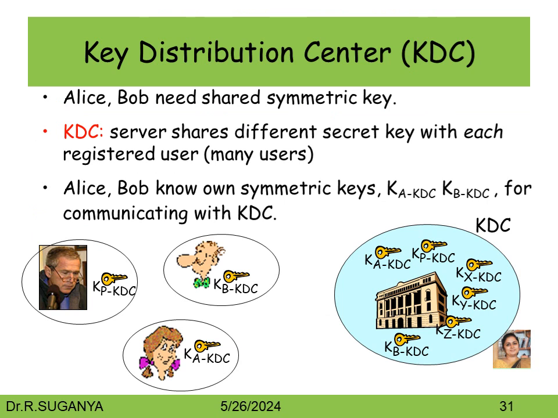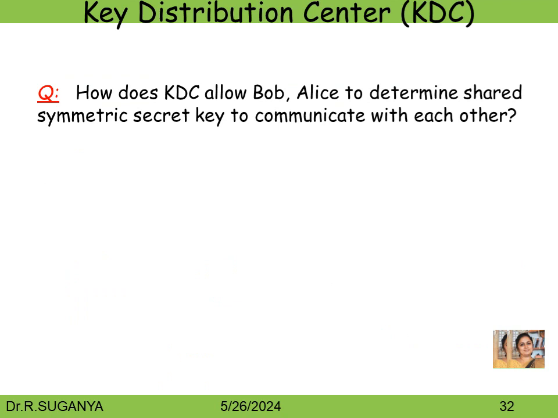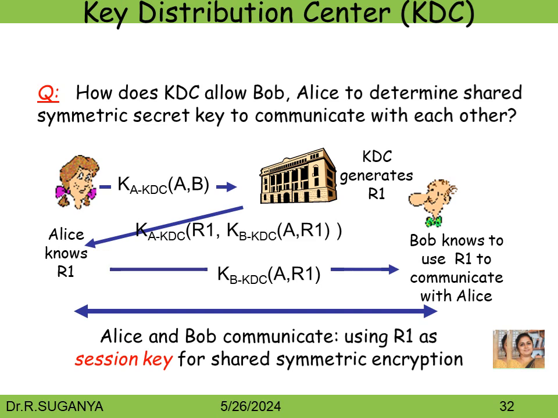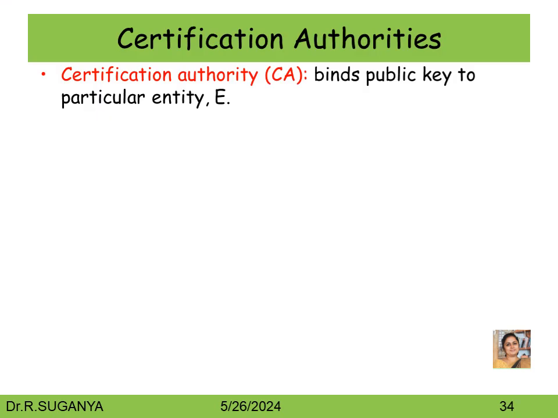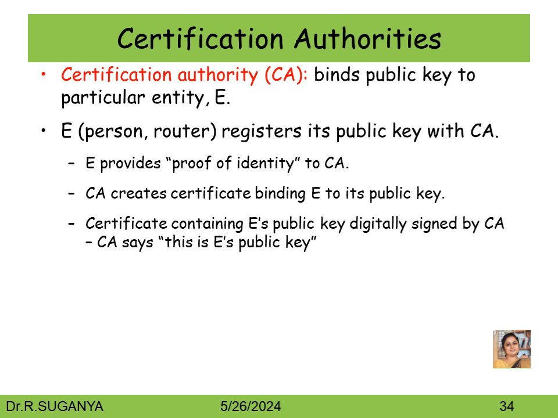With a key distribution center, Alice and Bob need a shared symmetric key. The KDC shares a different secret key with each registered user, and they know their own symmetric key for communicating with the KDC. How does the KDC allow Bob and Alice to determine a shared symmetric key to communicate with each other? The example is given. And also there is a certificate with expiration. The certification authority binds a public key to a particular entity E, which may be a person or a router, and E registers its public key with the CA, the certification authority.